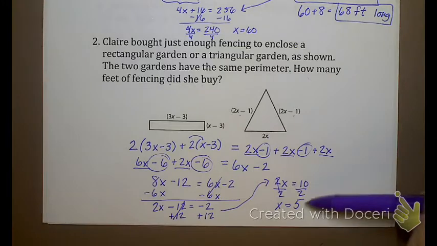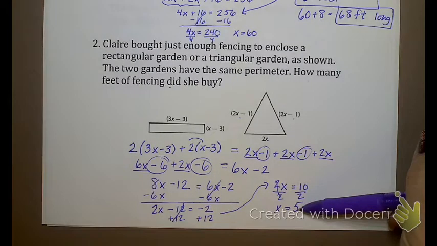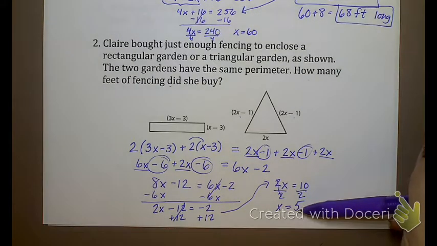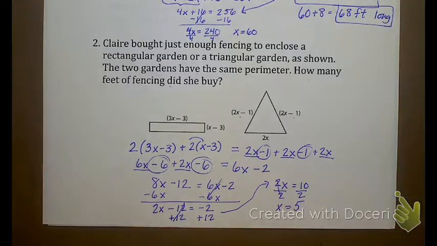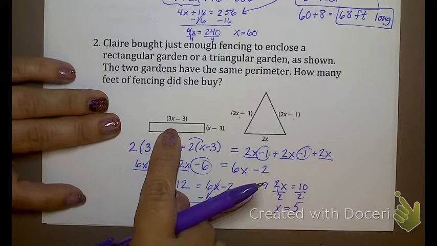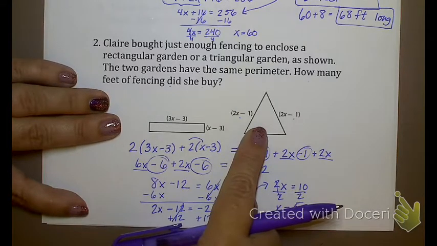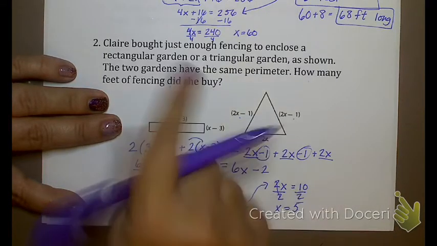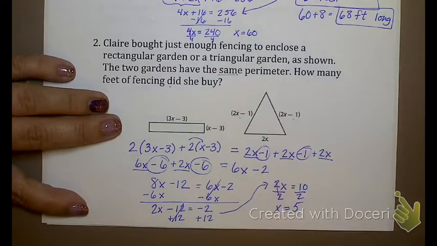So what do I need to do with that 5? Plug it in. She didn't buy 5 feet of fencing. That would be this wide. That's not going to enclose a garden. Right? So I need to plug it in. I can either find the perimeter of the rectangle or the triangle because it tells me that they have the same perimeter. So it doesn't matter which one I plug it into.